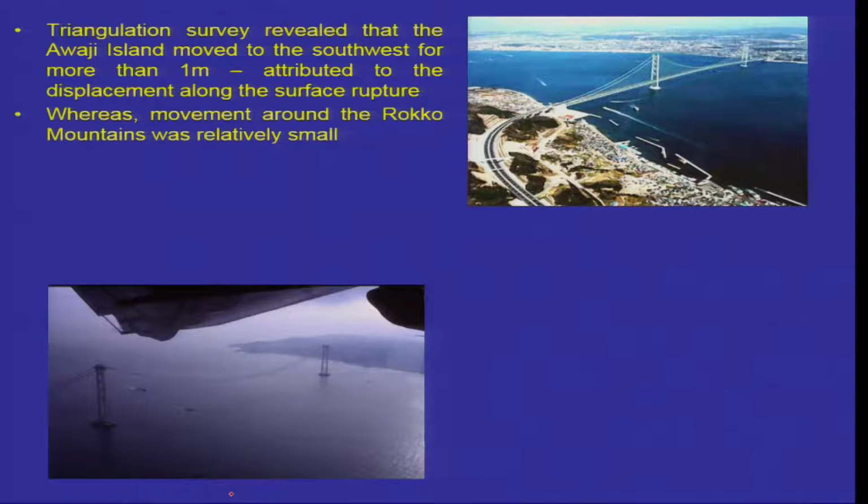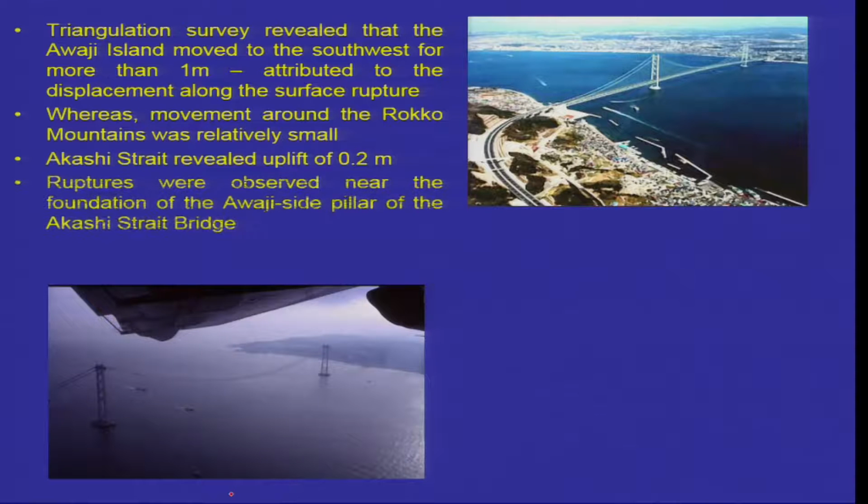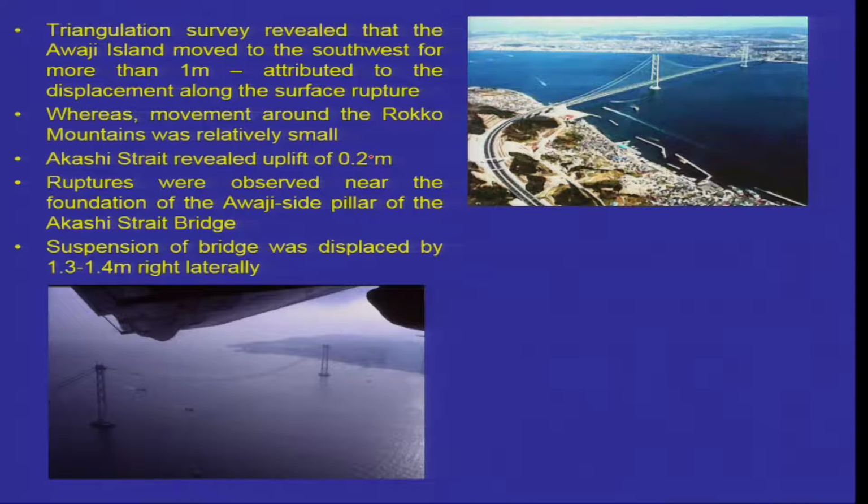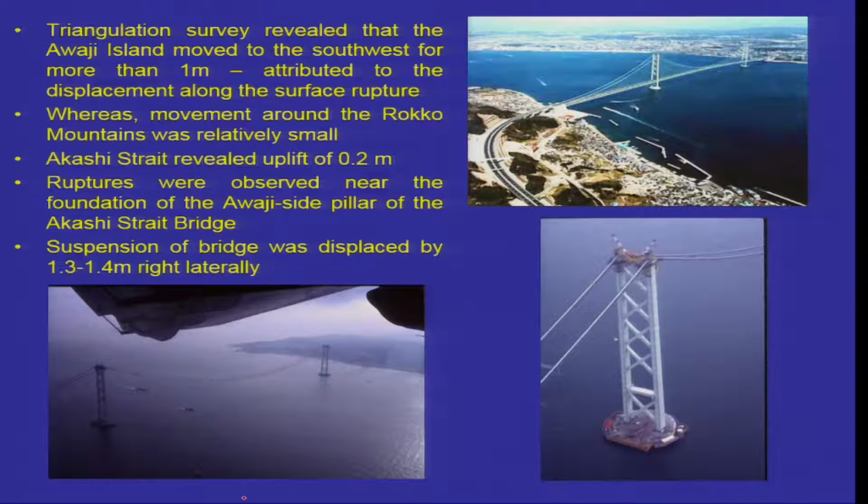They identified that there was a slight shift between the two piers of the bridge, and an uplift of almost 20 centimeters or so. The suspension bridge was displaced by almost 1.3 to 1.4 meters right laterally. This is the important part I have been talking about: we need to know exactly where the fault passes. Nothing happened to the bridge, but there wasn't severe damage in that area.